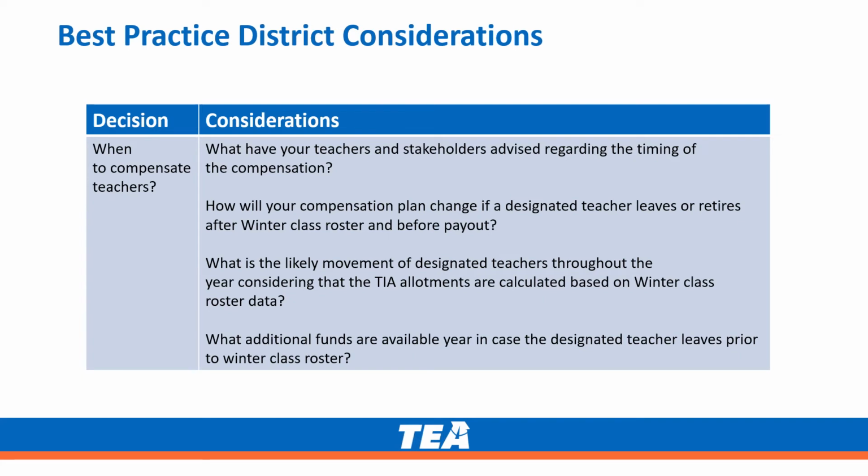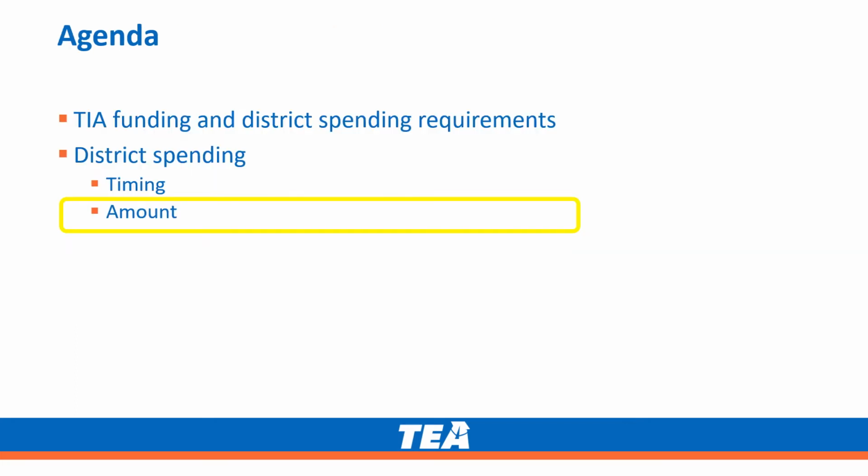What is the likely movement of designated teachers throughout the year considering that the TIA allotments are calculated based on winter class roster data? And finally, what additional funds are available in case a designated teacher leaves prior to winter class roster? We will now review the last decision that districts will need to decide, which is the amount of the allotment that will go towards the designated teacher, or to other teachers on the campus, or to the district.